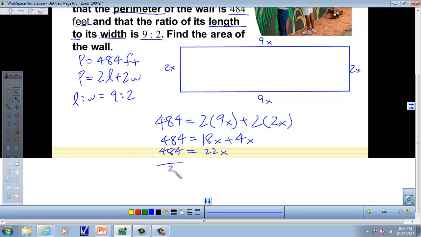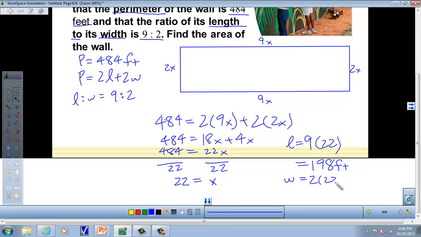Dividing both sides by 22, we get x is equal to 22. And now we want to plug it in to the length and width here. We know that the length is represented by 9x, so we're going to do 9 times 22, which is 198, and the width is 2 times 22, or 44 feet.